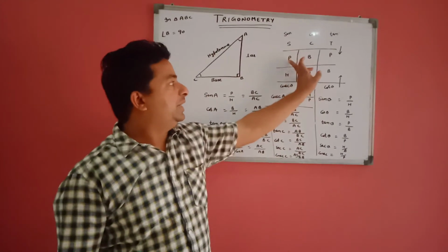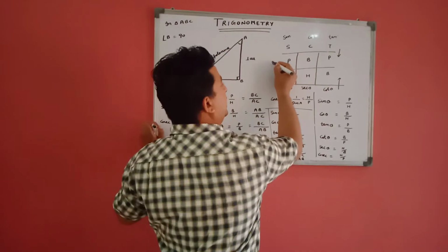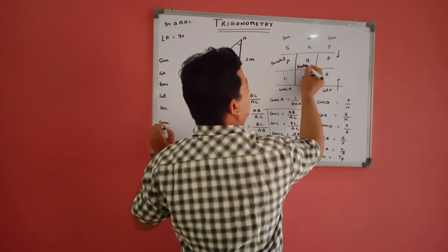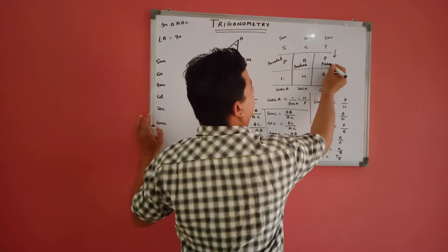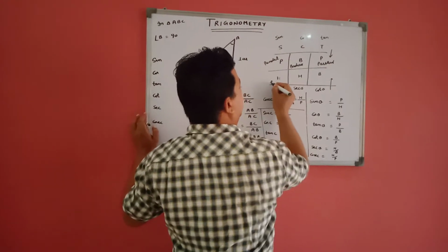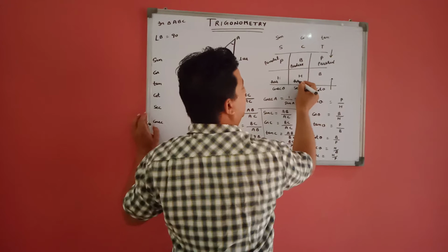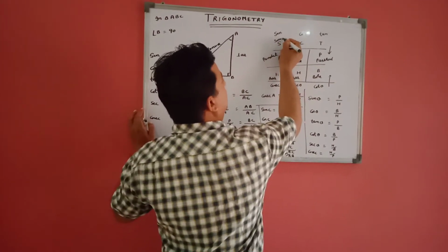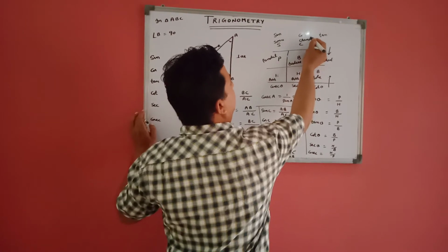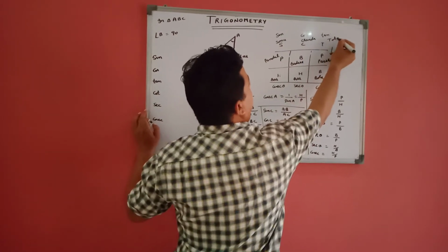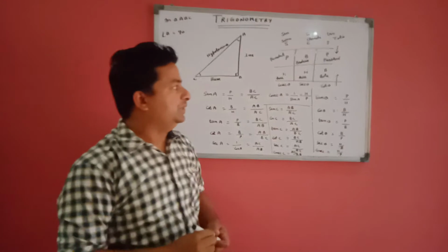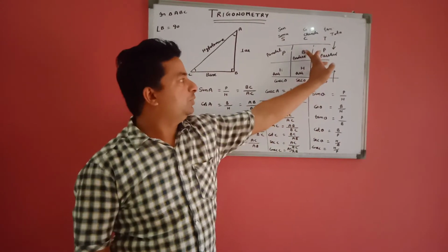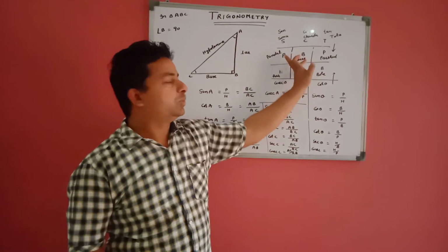Remember this: Pandit, Badri, Prasad, Har Har Bole, Sona, Chandi, Tole. And the reciprocals of these: cot is B upon P, secant is H upon B, cosecant is H upon P.